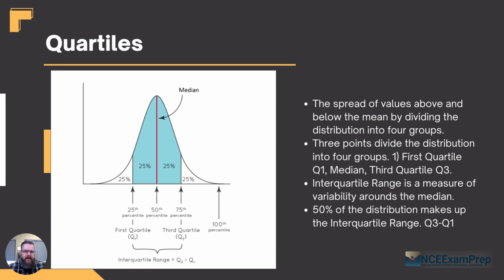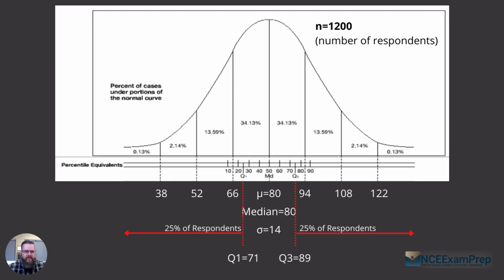The interquartile range is a measure of variability around the median. 50% of the distribution makes up the interquartile range, or Q3 minus Q1. So that's how we would figure out how many 50% of this population is. But that's not what the question was asking. The question was asking how many respondents scored above 89.